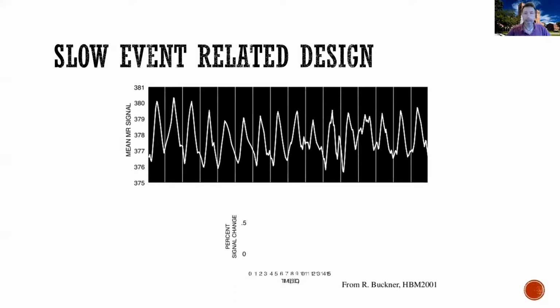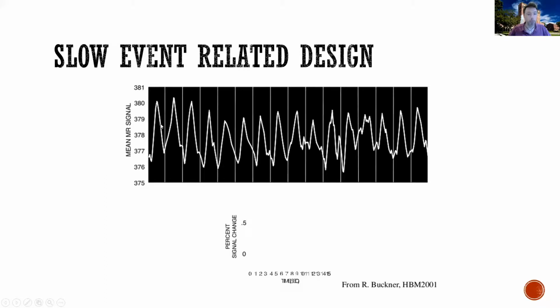This is an example of a slow event related design. In fact, this was a study of response to linguistic stimuli. What you're seeing here is the BOLD signal. On the x-axis is time. On the y-axis, as I said, is the mean BOLD signal. And every little rectangle means a different stimulus. So at the beginning of this rectangle here, somebody would hear a sentence, and you see that in a part of the brain, you get this big response.